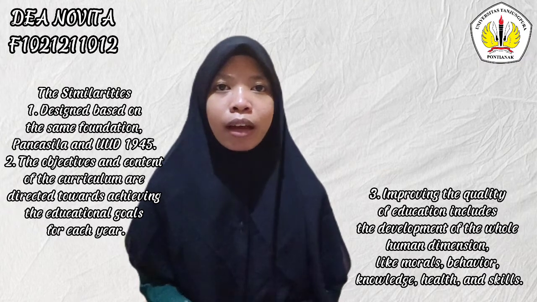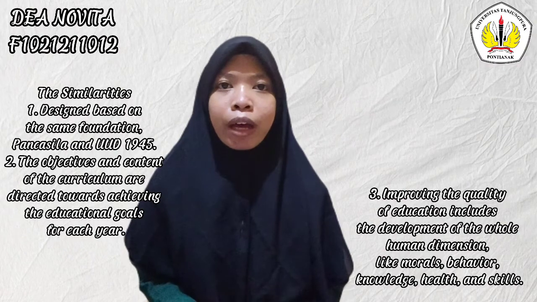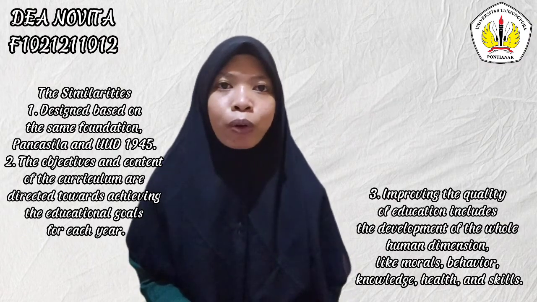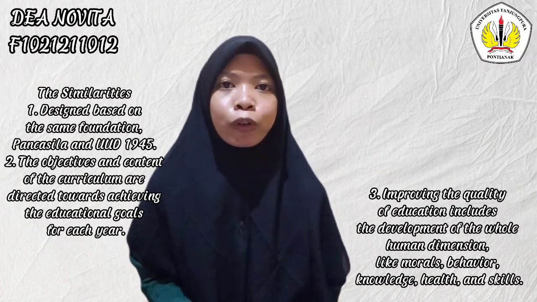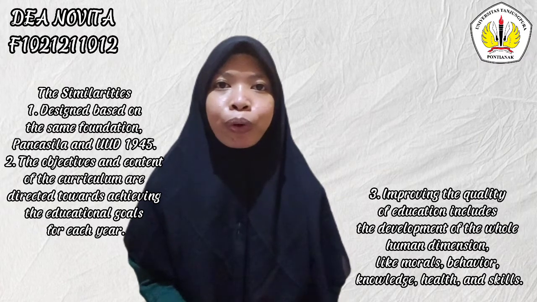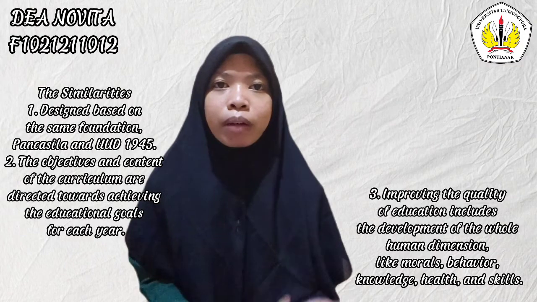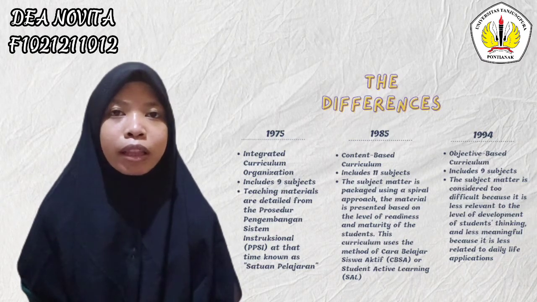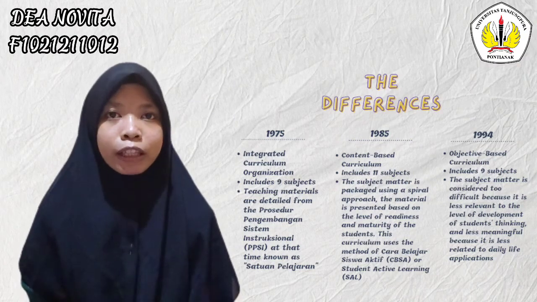The similarities between the 1975, 1984, and 1994 curricula are: first, design based on the same foundation, namely Pancasila and UUD 1945. Second, the objective and content of the curriculum are directed towards achieving the educational goals for each year. And the last is improving the quality of education, which includes the development of the whole human dimension like morals, behaviors, knowledge, health, and skills.